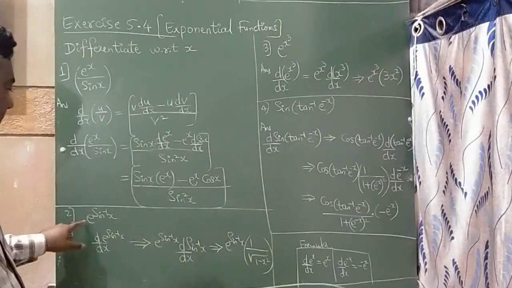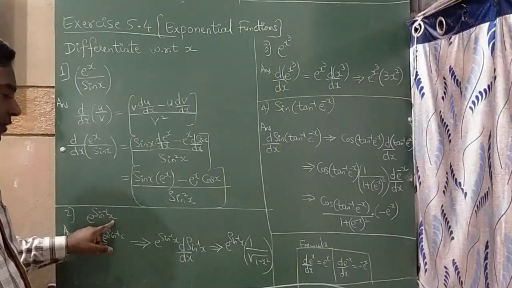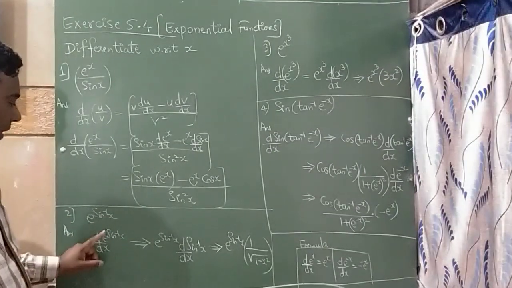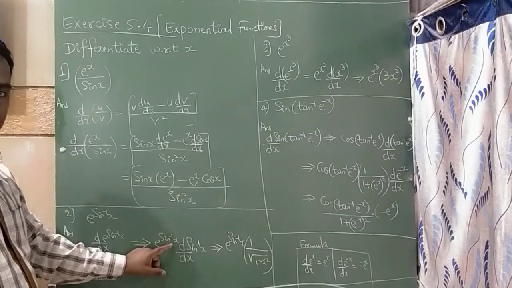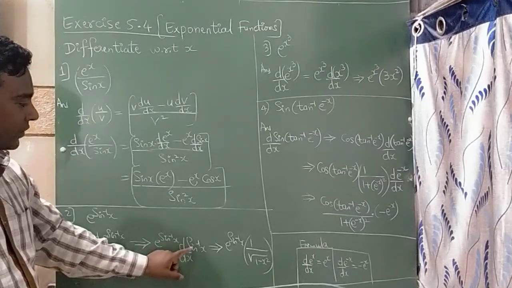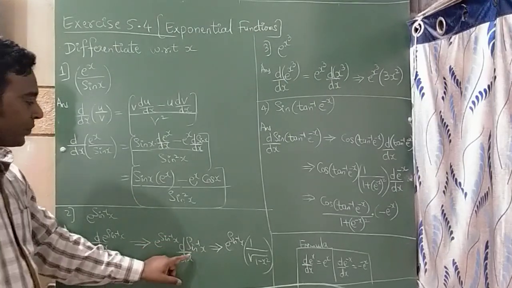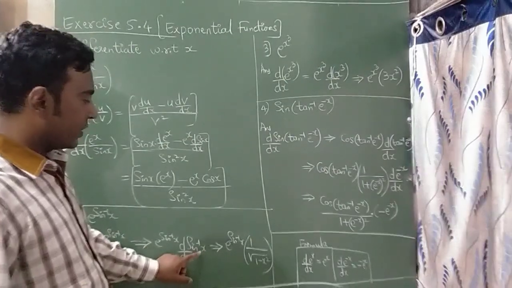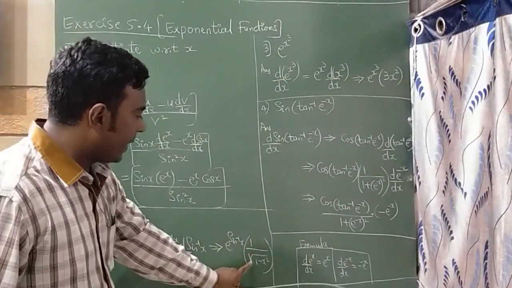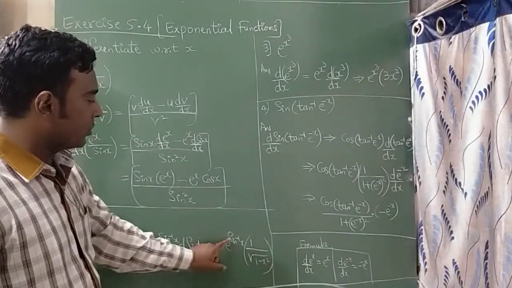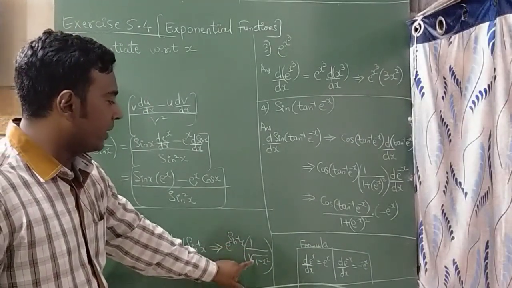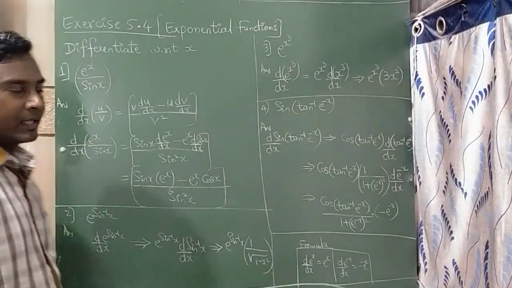So the second question is e raised to sin inverse of x. So d by dx of e raised to sin inverse of x means it is e raised to sin inverse of x. Again chain rule, d by dx of sin inverse of x. So the formula for d by dx of sin inverse of x is 1 divided by square root of 1 minus x square. So the final answer will be e raised to sin inverse of x into 1 divided by square root of 1 minus x square.